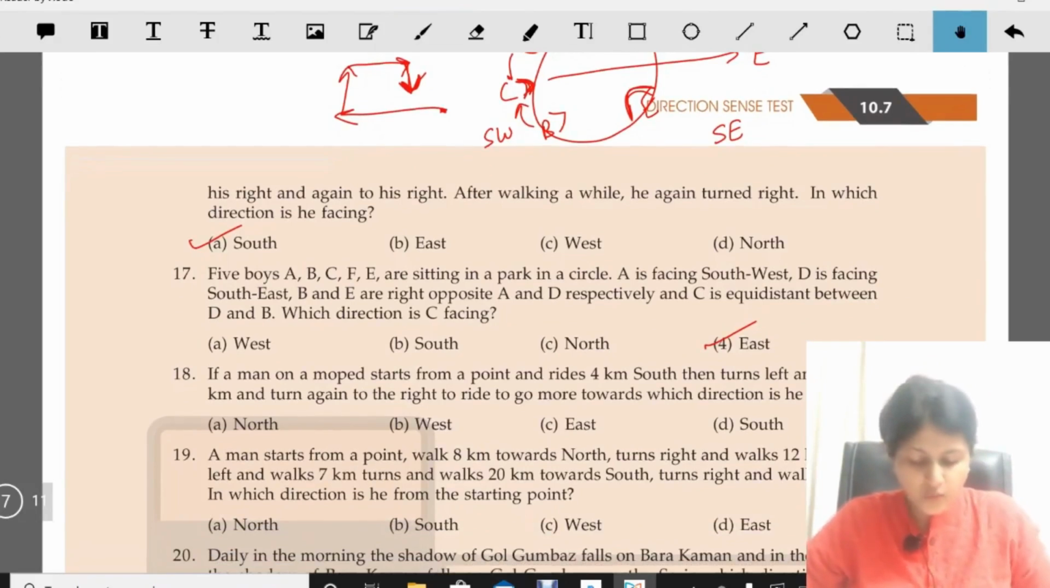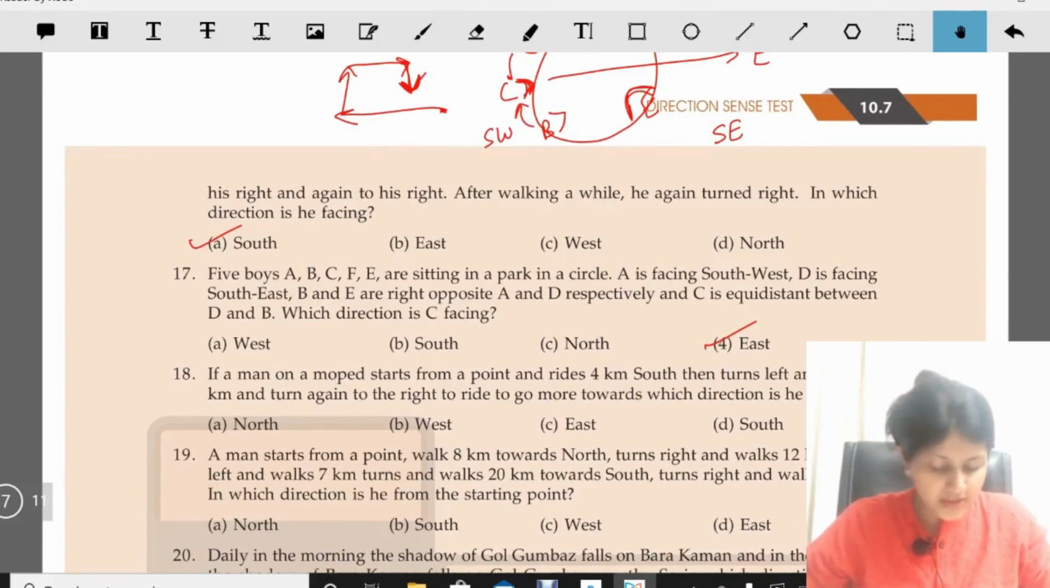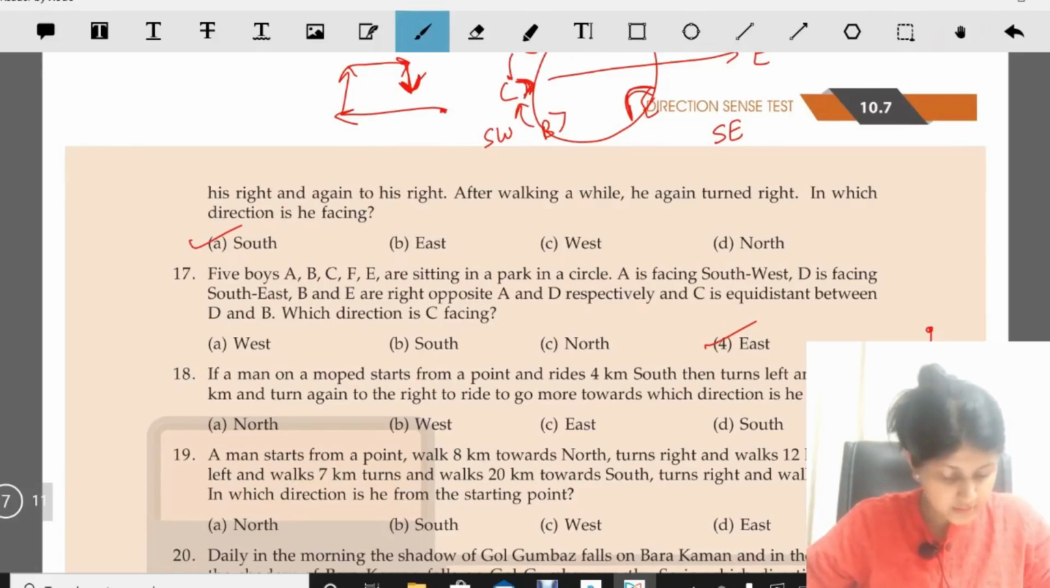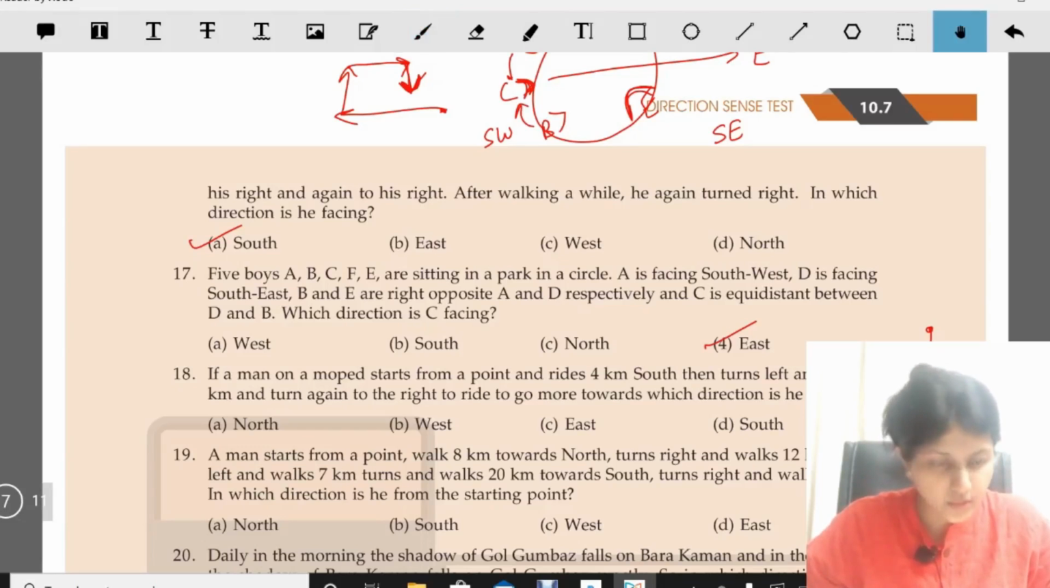If a man on a moped starts from a point and rides 4 kilometers south and turns left and rides 2 kilometers and turns again to the right to ride to go more towards, which direction is he moving? He is moving towards the south. Okay.